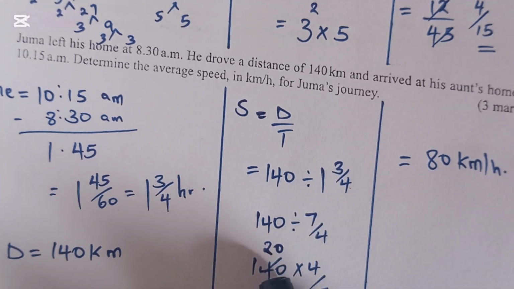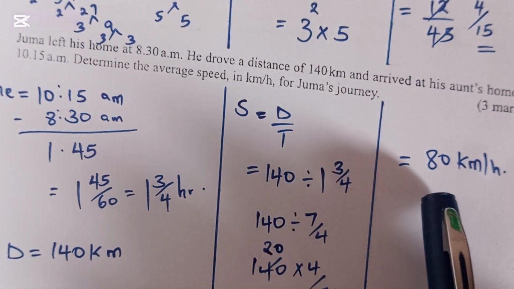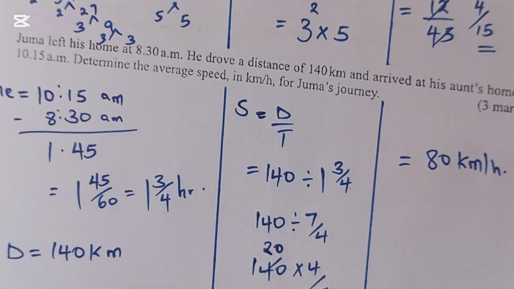So 1 by 7, 20. 20 times 4, we are going to end up with 80. So our speed becomes 80 kilometers per hour.